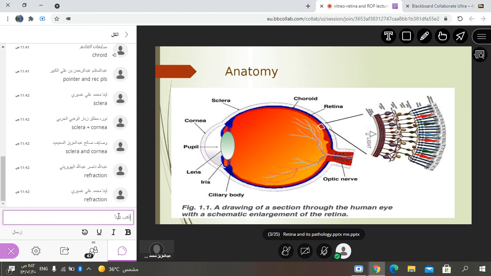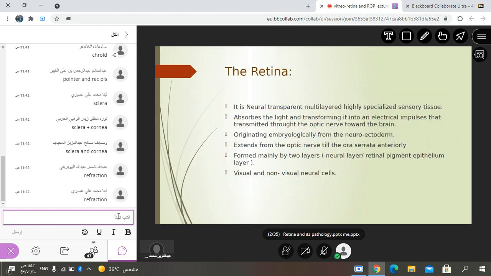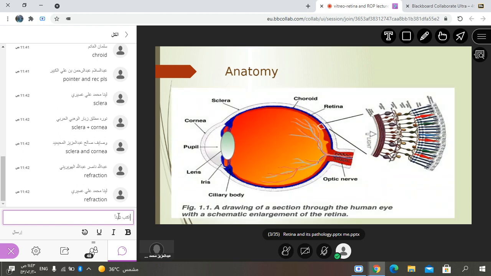If we go back to the first slide, we said it extends from the optic nerve till the ora serrata. So the ora serrata is the end of the retina and the start of the pars plana, which is the first part of the ciliary body.